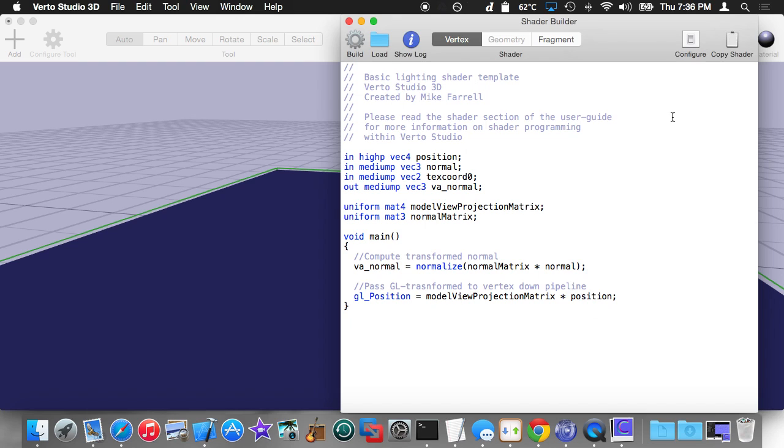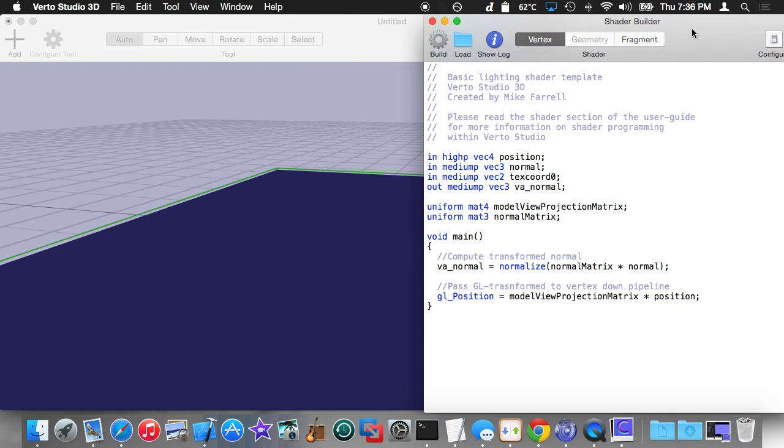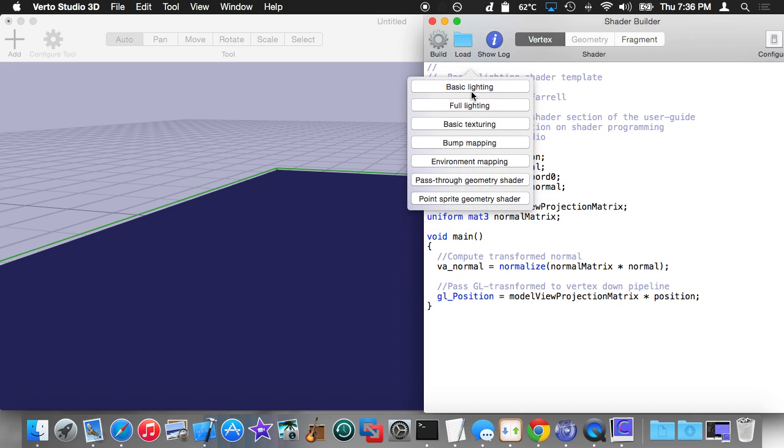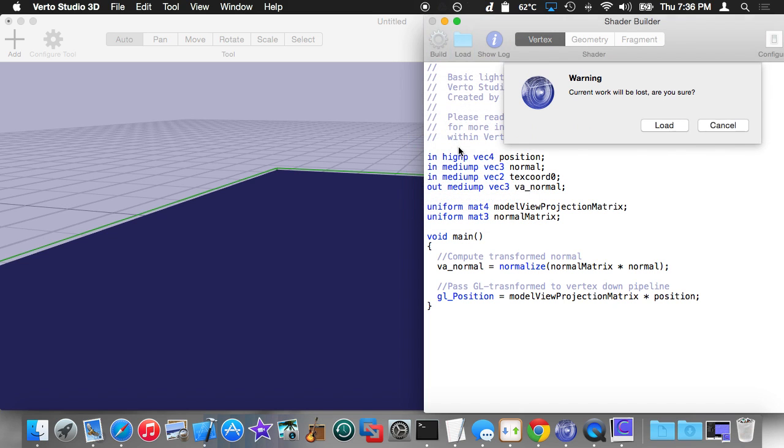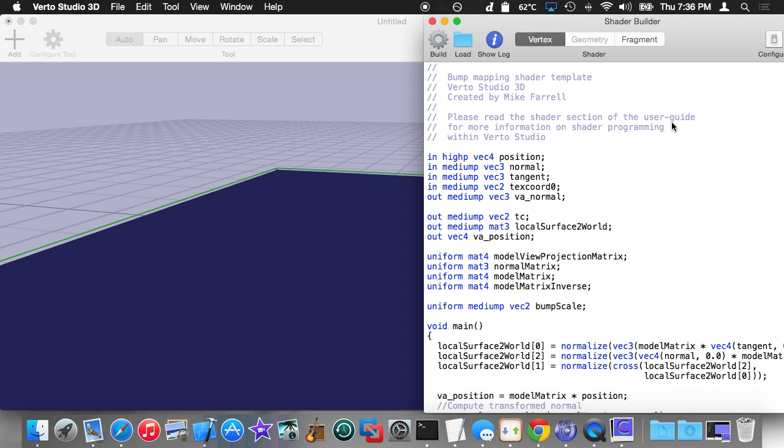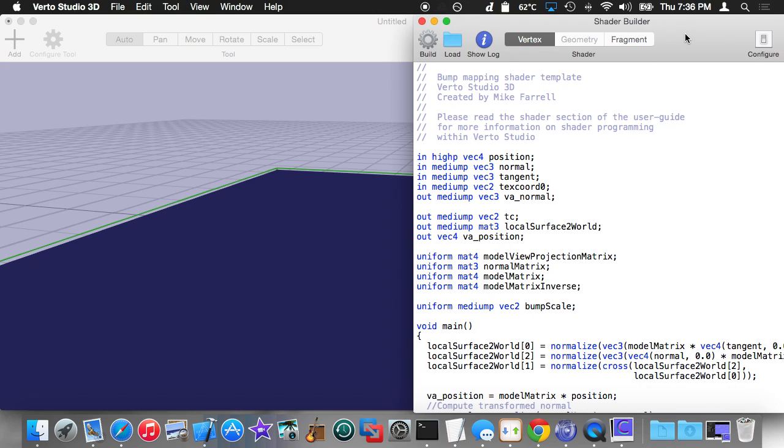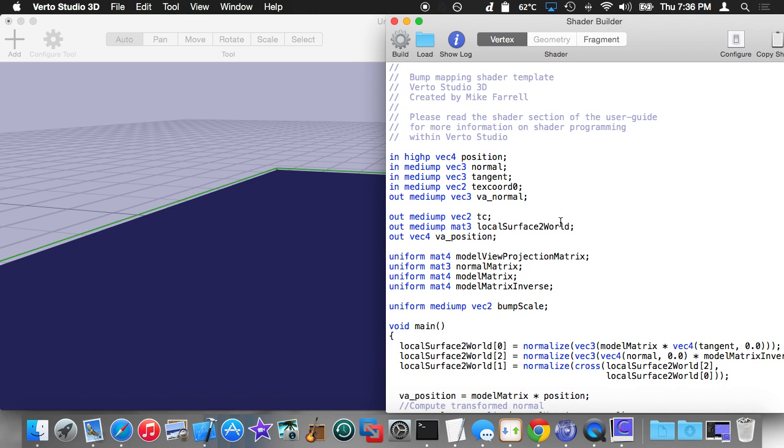So I'm going to go into the shader code here, and like I said, I do not have memorized the technique for bump mapping. Unless you guys want to watch me trial and error for like an hour, I'm going to load the bump mapping template that comes with Vertex Studio, and walk you guys through how it works. So there's a couple things we need to do to basically pull off bump mapping.